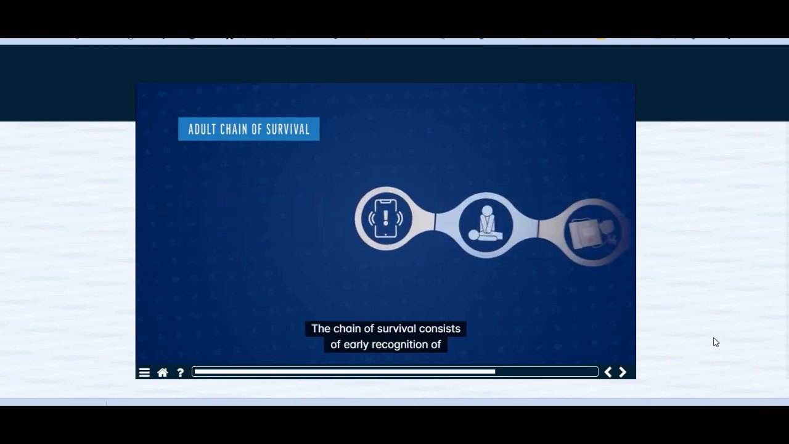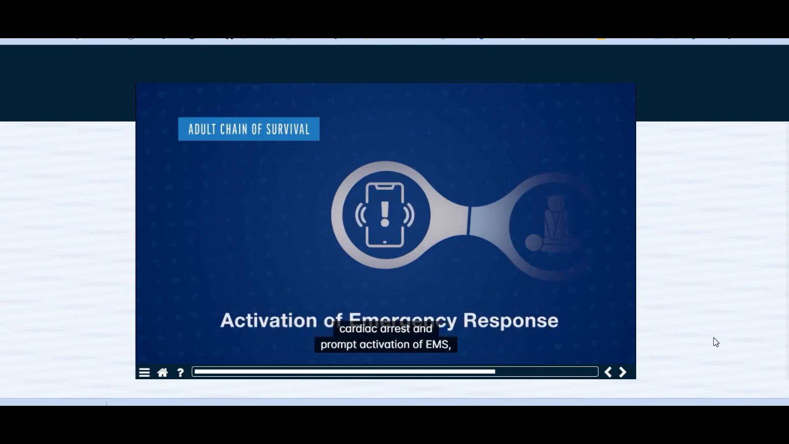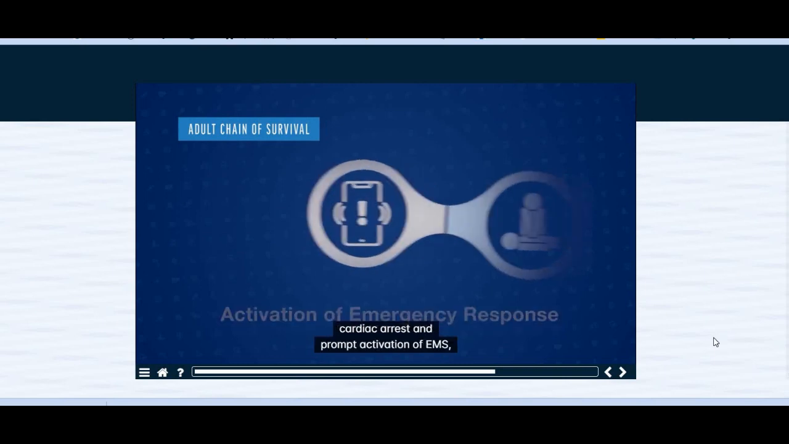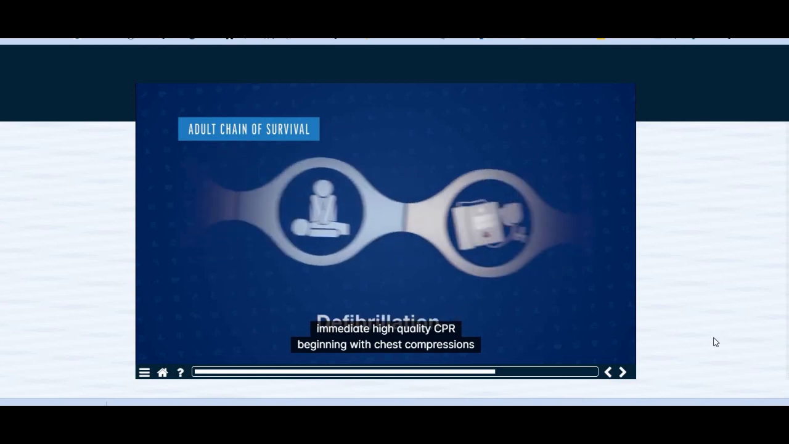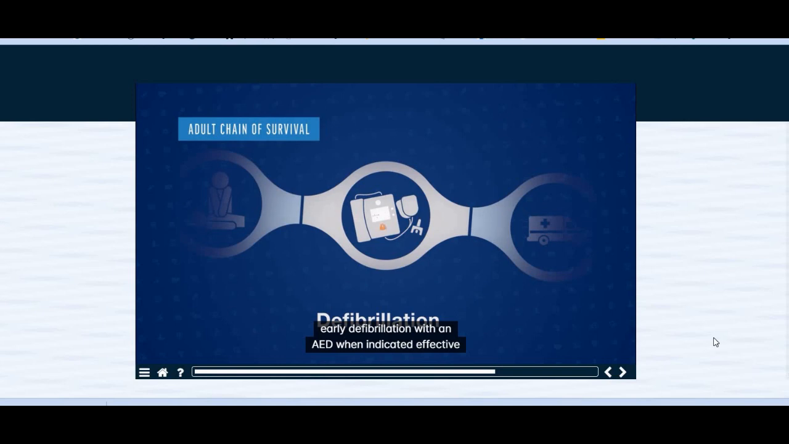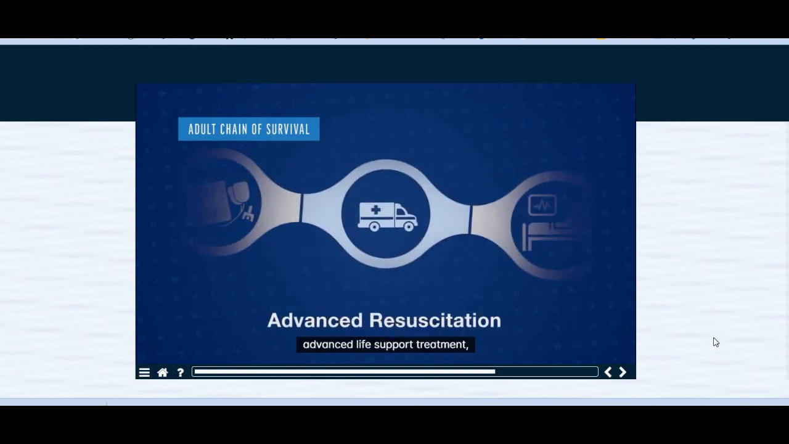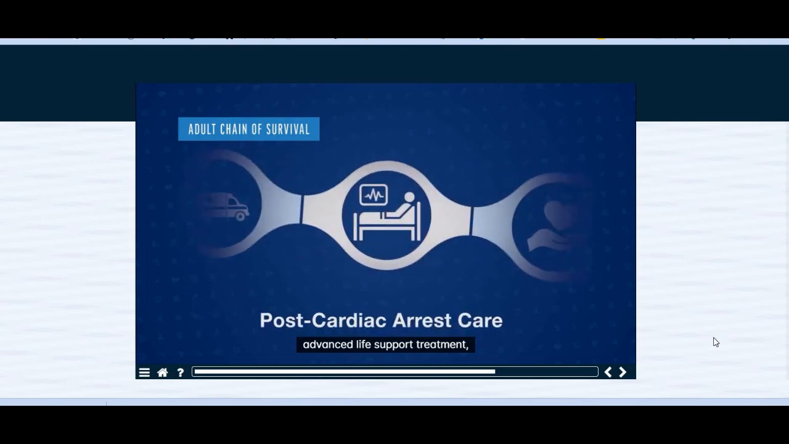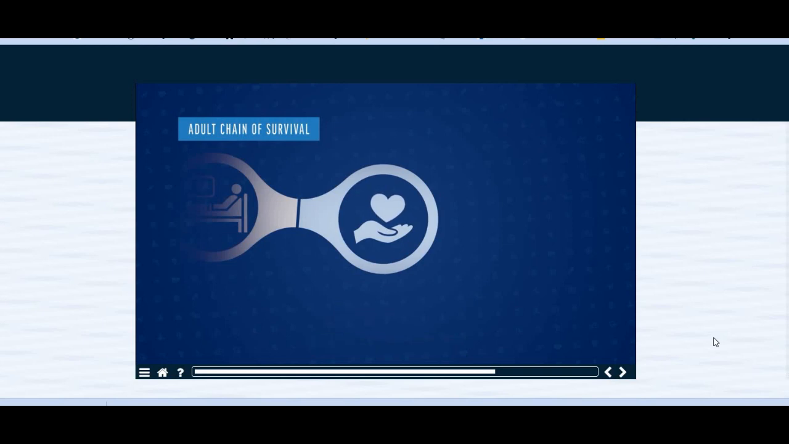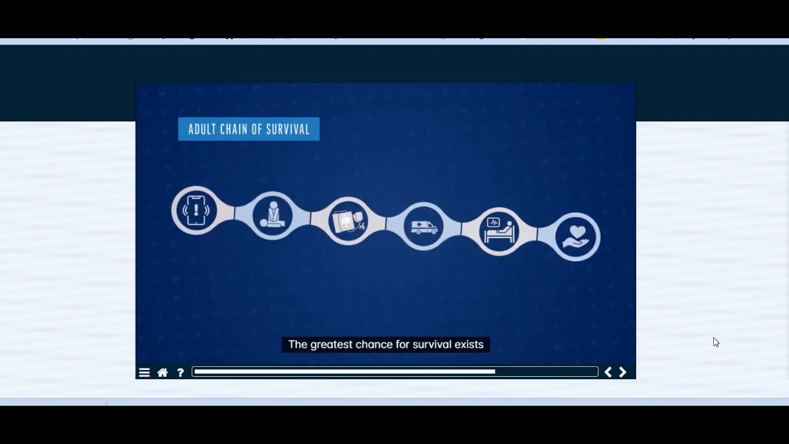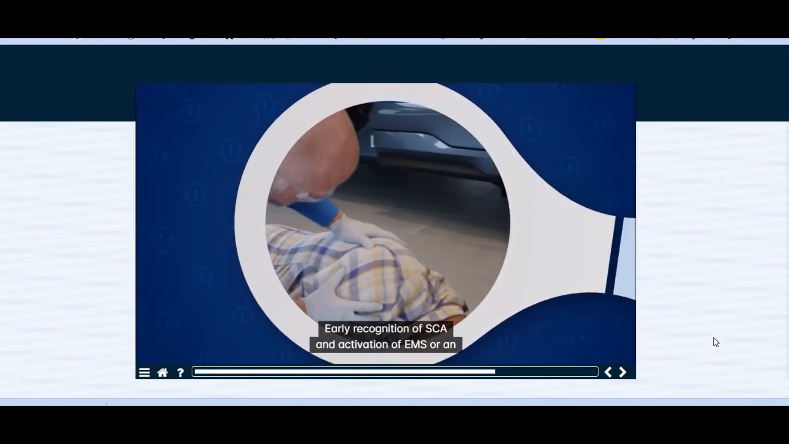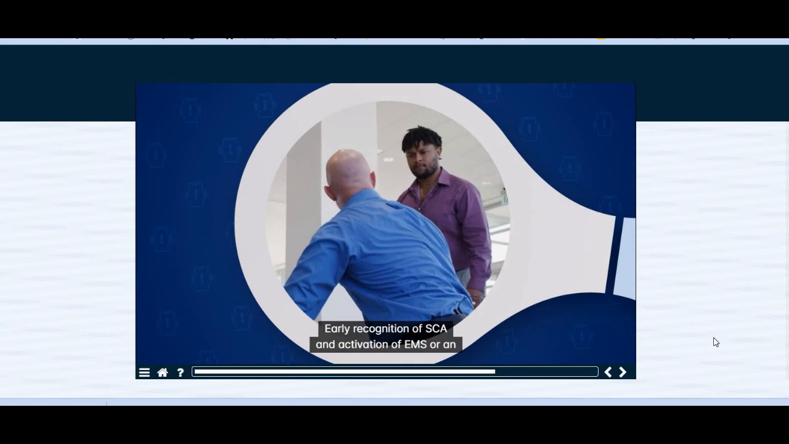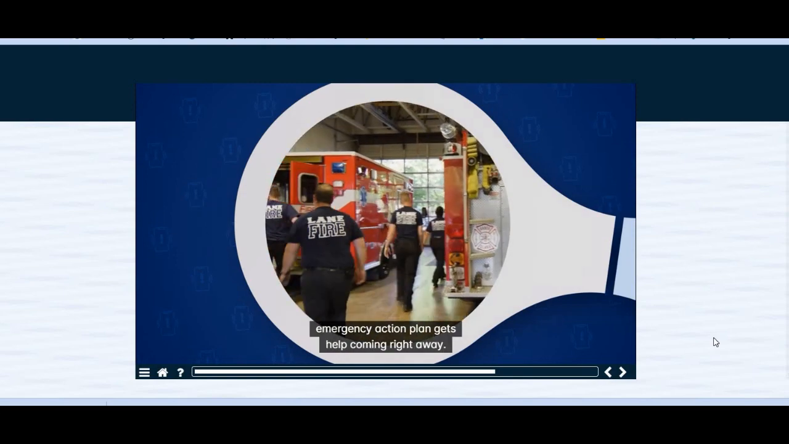The chain of survival consists of early recognition of cardiac arrest and prompt activation of EMS, immediate high-quality CPR beginning with chest compressions, early defibrillation with an AED when indicated, effective advanced life support treatment, effective post-cardiac arrest care at a hospital, and recovery. The greatest chance for survival exists when all the links of the chain of survival are strong. Early recognition of SCA and activation of EMS or an emergency action plan gets help coming right away.